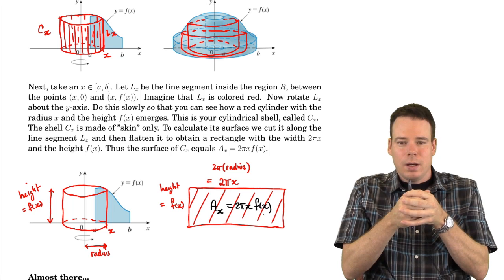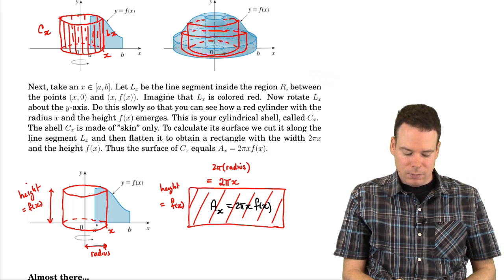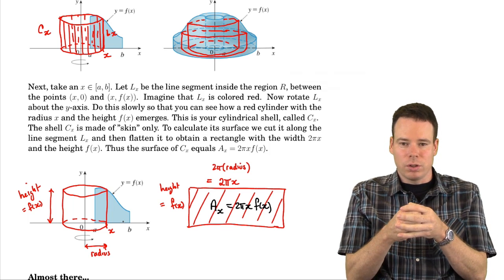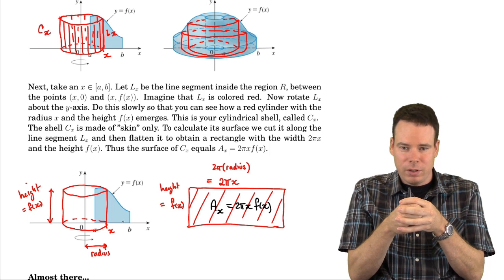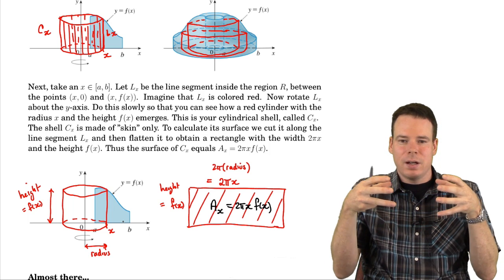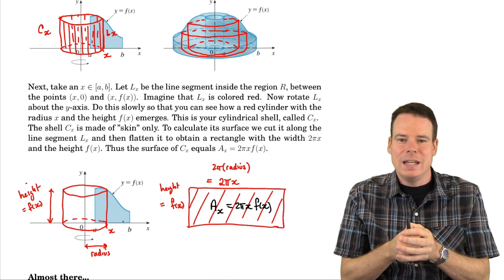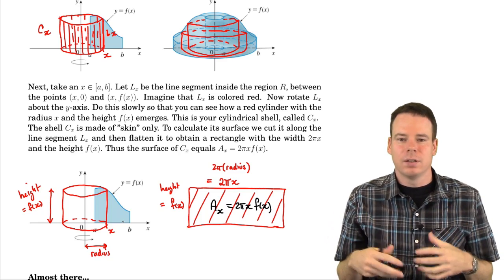Now we imagine we do this for every x value between a and b, construct all these cylinders, and nestle them inside one another. They fill up the entire volume of the object. So we're going to integrate over all of these areas to get the volume.